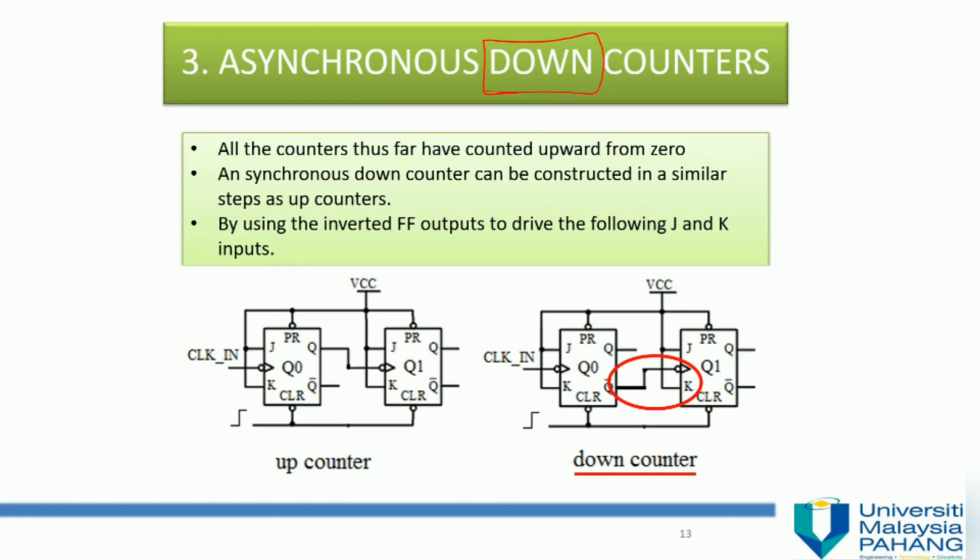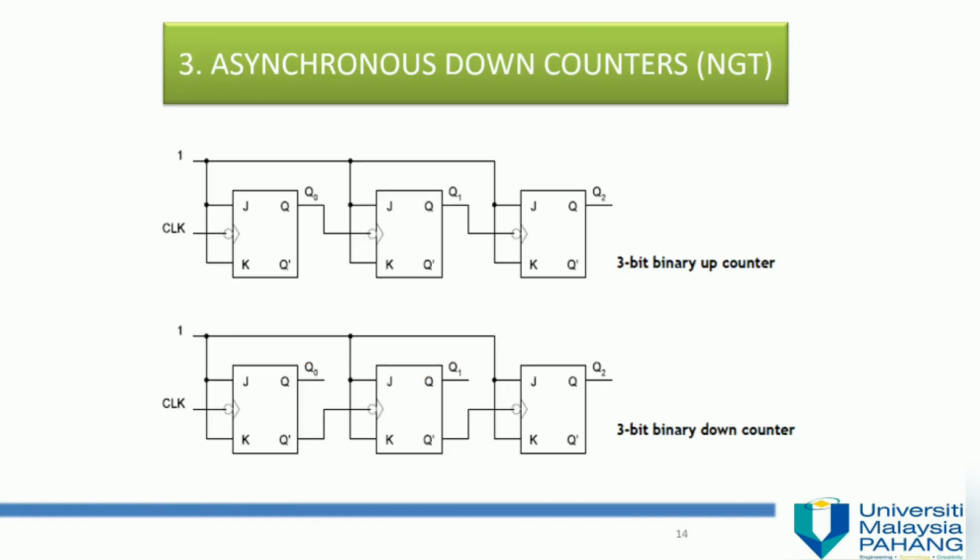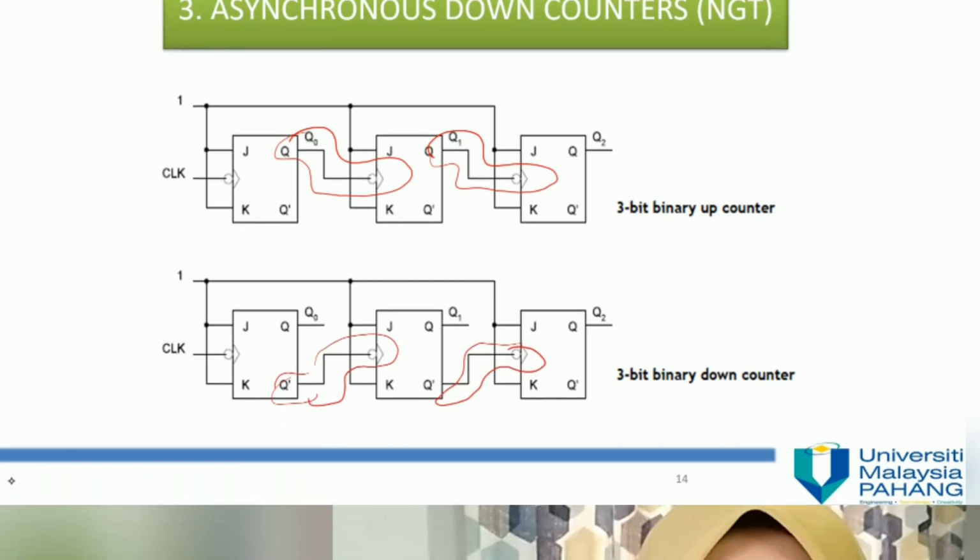The difference between the up counter and down counter is the way we connect the clock. This slide shows you the difference between a 3-bit binary up counter and a 3-bit binary down counter. We can see the difference at the clock input of each counter. Okay, so that's all, the three types of asynchronous counter.